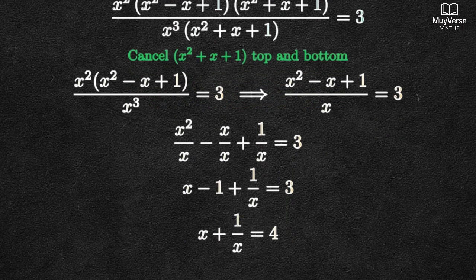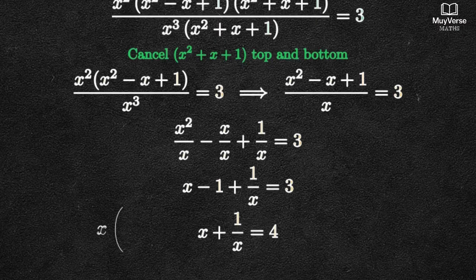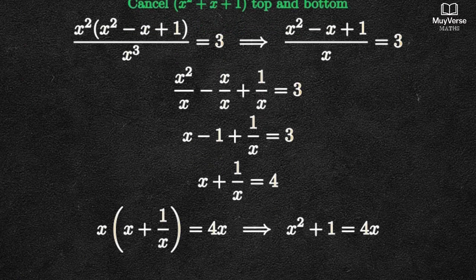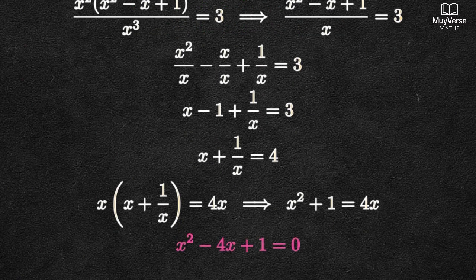Step 6. Multiply both sides by x, keeping in mind x is not 0 because it was in a denominator earlier. We get x squared plus 1 equals 4x. Move all terms to one side to form a quadratic: x squared minus 4x plus 1 equals 0.